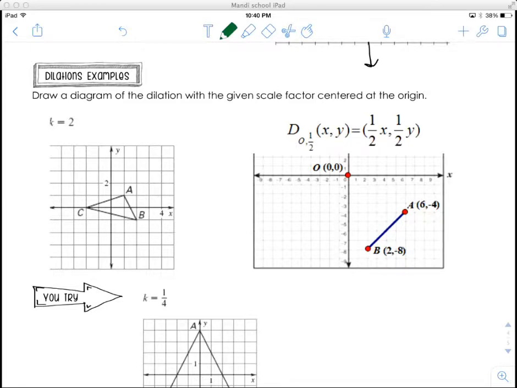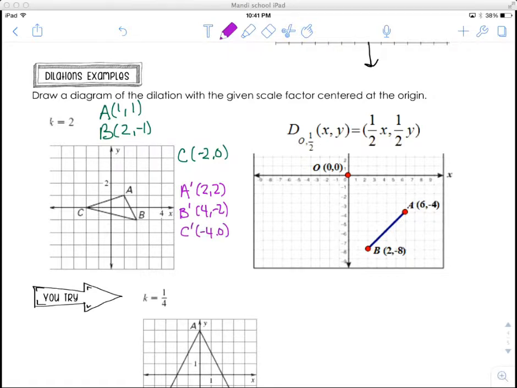So let's start with this first one. A is at 1, 1. B is at 2, negative 1. And C is at negative 2, 0. To dilate this by a factor of 2, we take both terms times 2. So A prime is at 2, 2. B prime is at 4, negative 2. And C prime is at negative 4, 0.